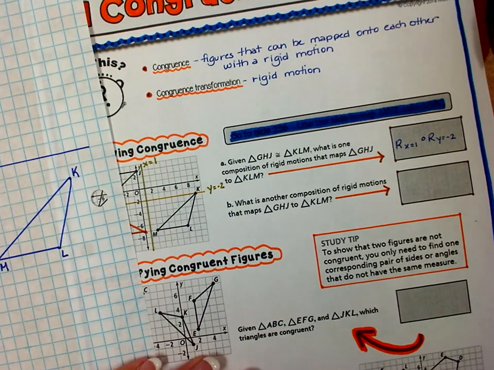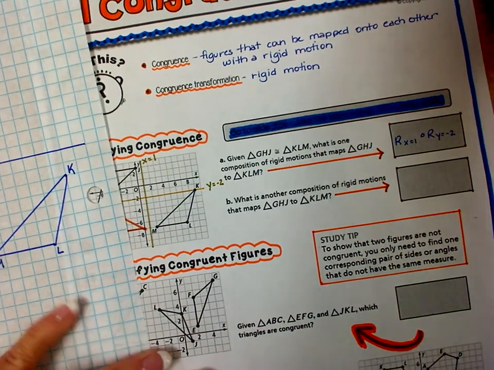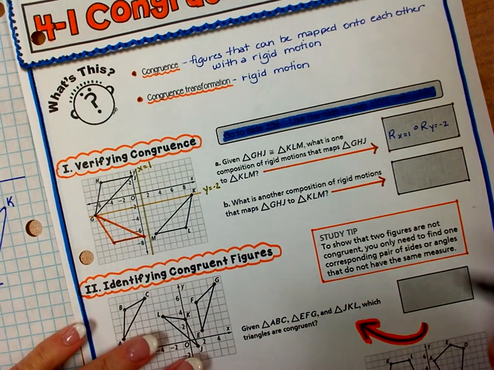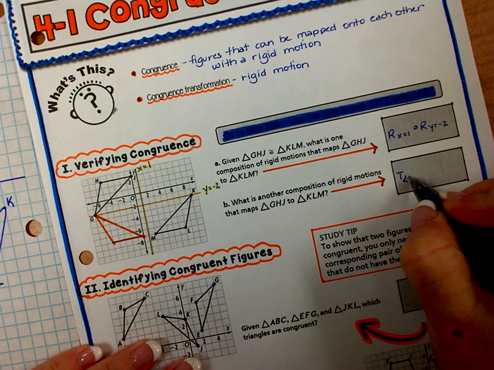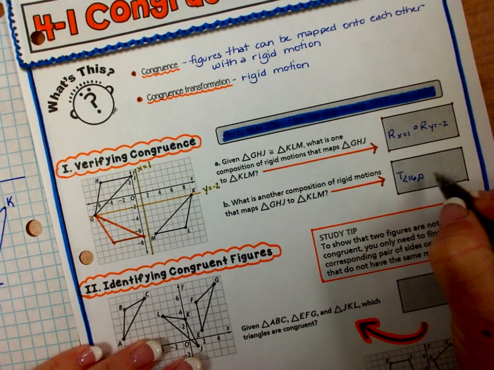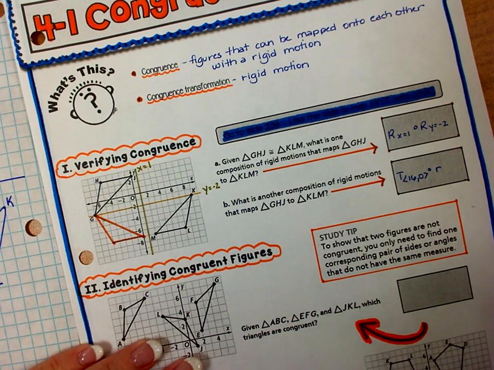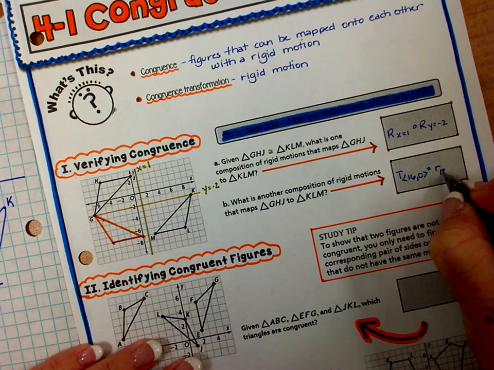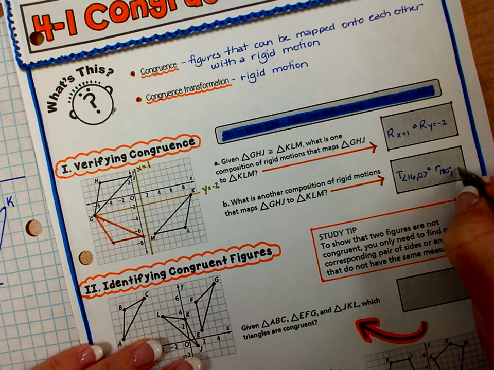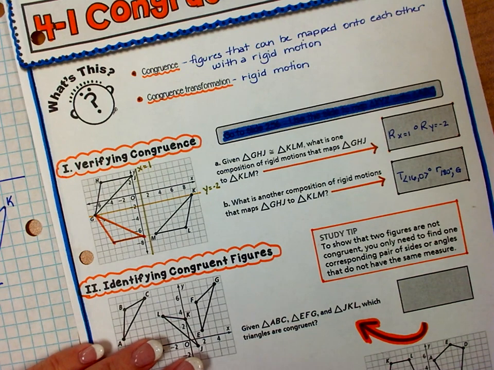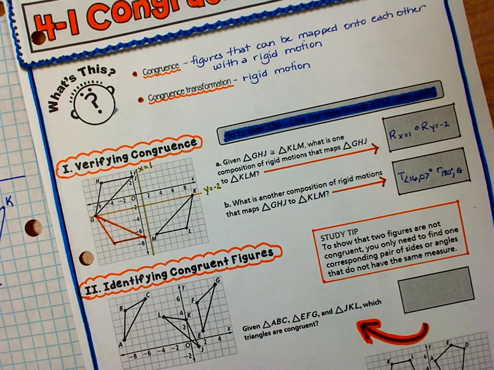So that means we're going to start out with our translation first. So translation, 16 units to the right is positive, and we're not going up or down. And then our rotation, so that's a lowercase r, of 180 degrees about point G. Okay, so there are two different transformations that we could use in order to map the first triangle onto the second one and thereby verify its congruence.